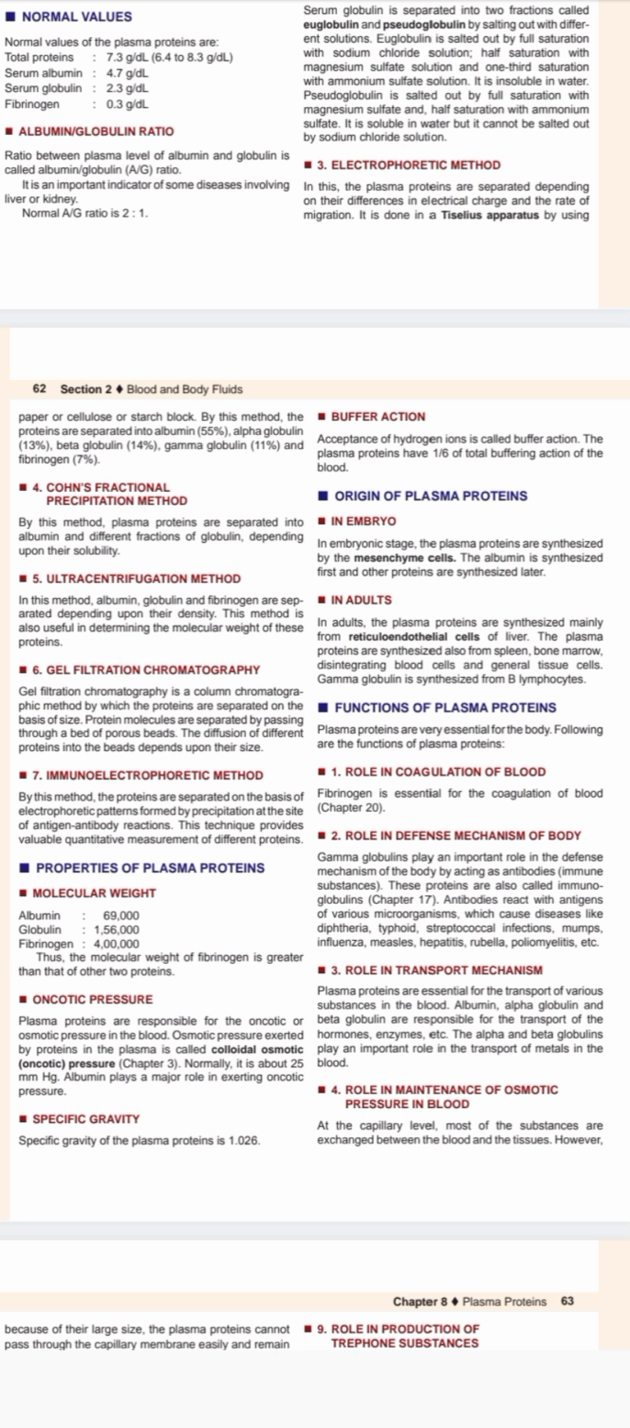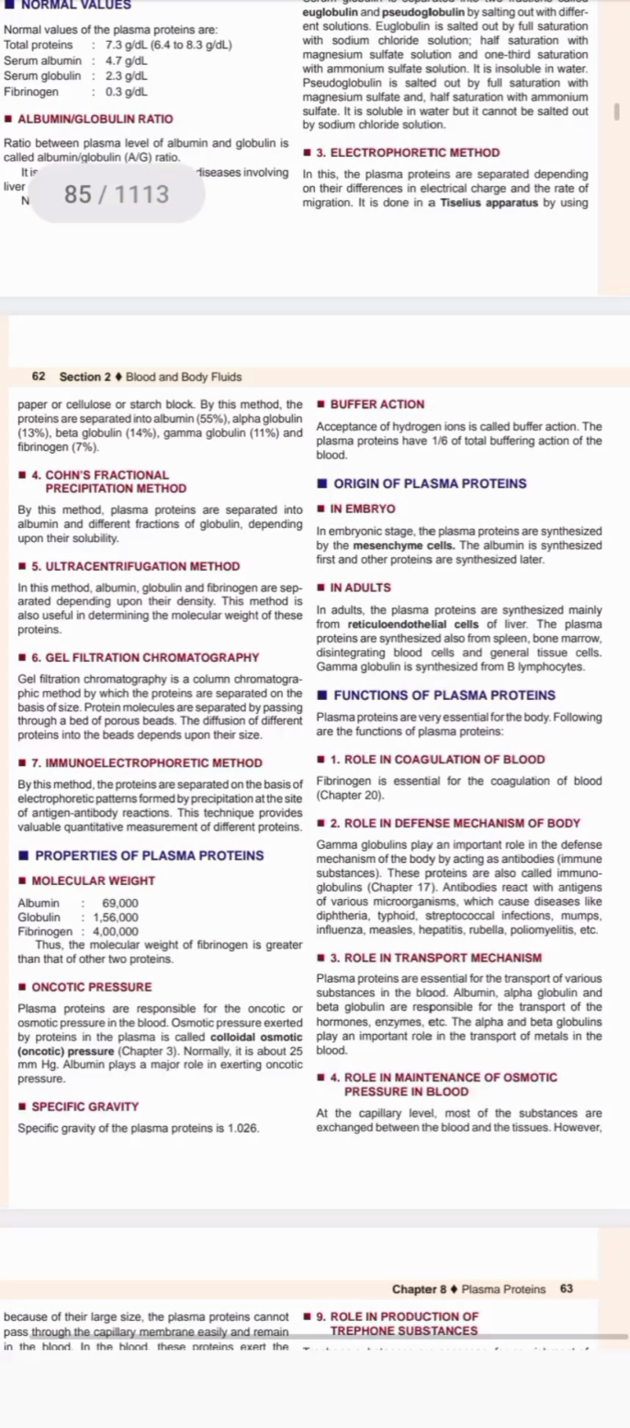Role in defense mechanism. Gamma globulins play an important role in the defense mechanism of the body by acting as antibodies. So these gamma globulins act as antibodies and help in defense mechanism. Immune substances.